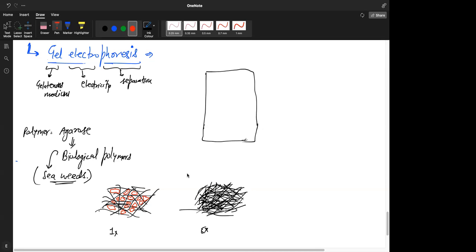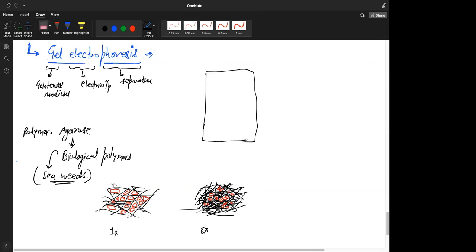Look at the pore size. What happens to the pore size which is present in between? What happens to the pore size if I use high concentration of that polymer to make a gel? Where do you see the pore size is bigger? In less, in 1x, that is. Yes. So I can modulate the pore size of this gel based on the concentration of the polymer. This is not the best diagram, but you understood the concept, right, everyone?